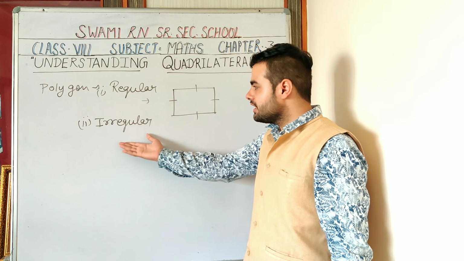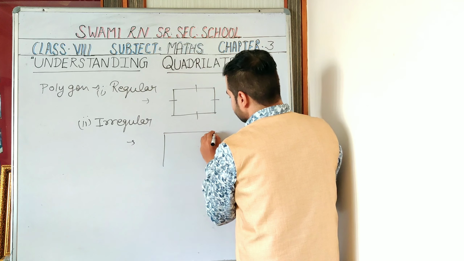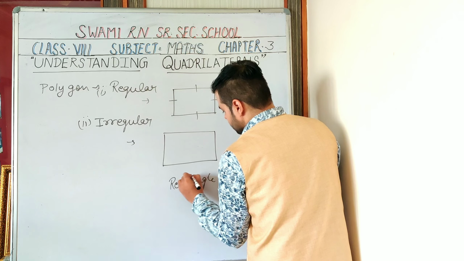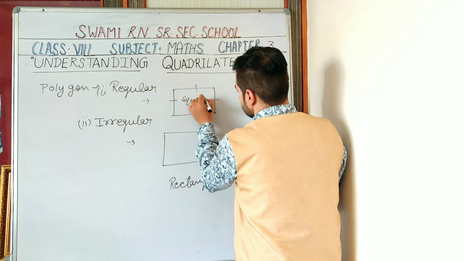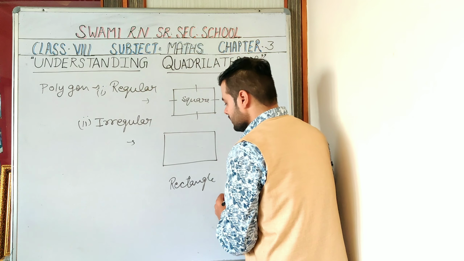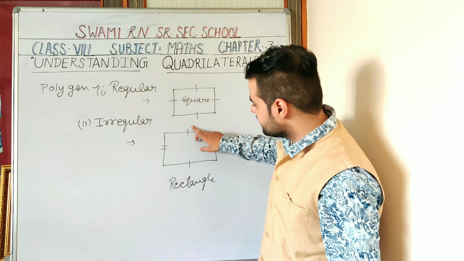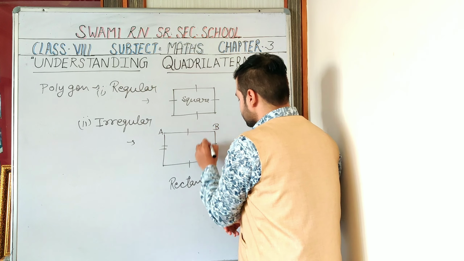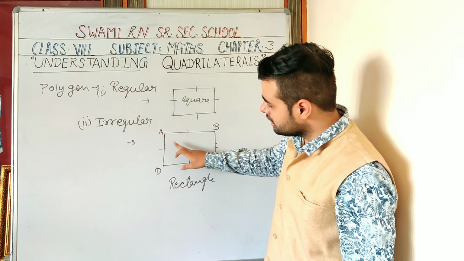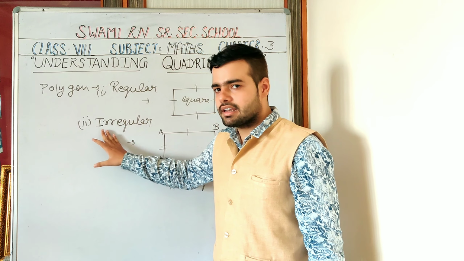And if we discuss an irregular polygon, let me take the example of a rectangle. That is a square and that is a rectangle. In a rectangle, as we know the properties, opposite sides are equal to each other. This side, AB, is equal to CD and AD is equal to BC. But they all are not equal to each other. That's why it is known as an irregular polygon.